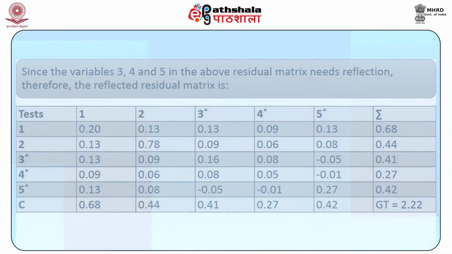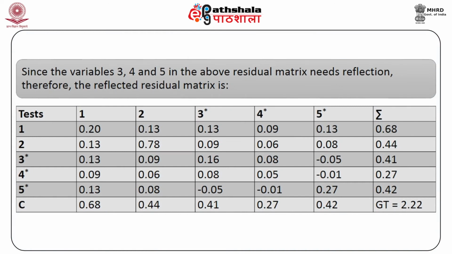Hence, a reflected residual matrix is obtained. Since the variables 3, 4 and 5 in the above residual matrix need reflection, therefore, the reflected residual matrix is in the table. And you can see that the variables 3, 4 and 5 have been marked with a star to indicate that these have been reflected and they had negative values, because of which the reflection procedure was followed. So what do we arrive at? We arrive at the totals once again, and this time the grand total is found to be 2.22.